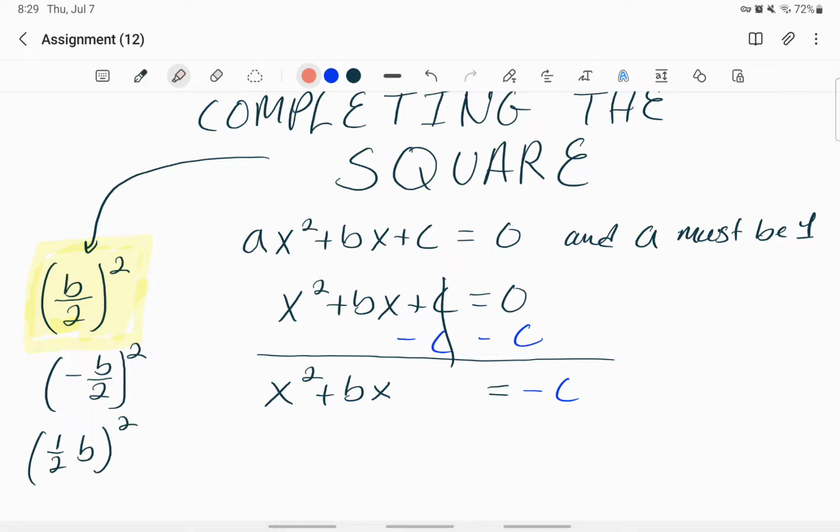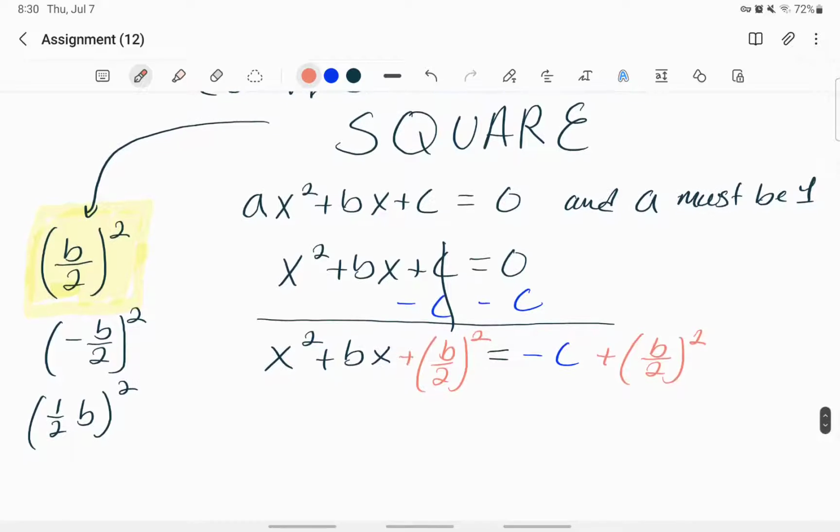So what we're going to do is add b divided by 2 squared to both sides of my equation. So here we're going to put a plus, put that in red actually, b divided by 2 squared on the left side, and whatever you do to the left side, you're going to do to the right side, plus b divided by 2 squared. This right here will create a new constant. So I'm going to call this C1.